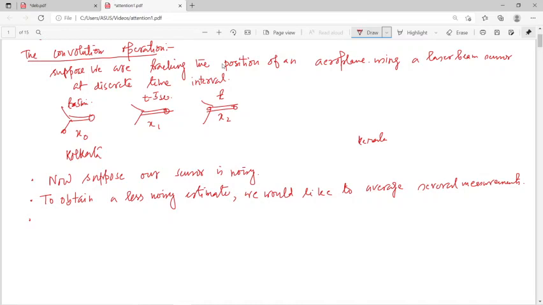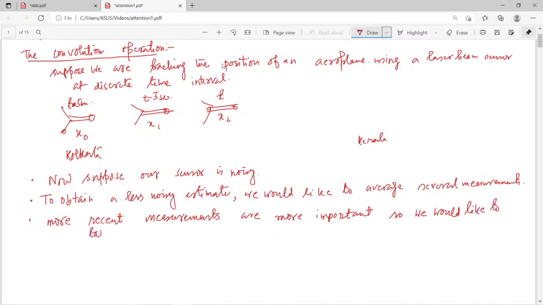So here also you have to give some weight, because the more recent measurements are more important. So we would like to take a weighted average. We rely on recent measurements compared to old measurements. Like that, the t-th instant measurement is more important compared to the t minus 5 minutes measurement.